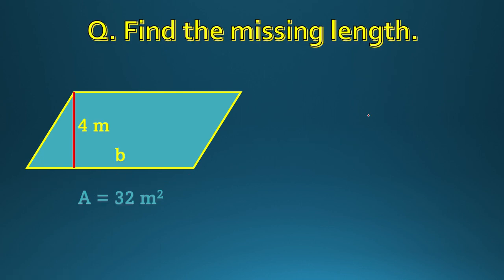Now the question can be, for example, find the missing length. Here you can see what the missing length is. Power 2 is written, so this is the value of the area. B is missing, meaning the base is missing, and what else is given? Height is also given. So first you write the formula here: A is equal to B times height.